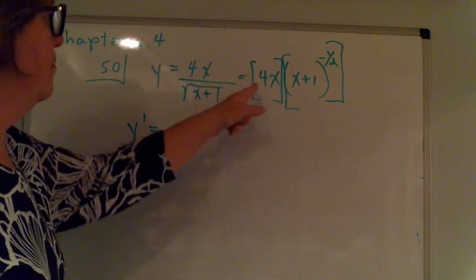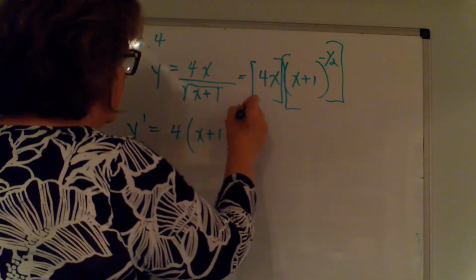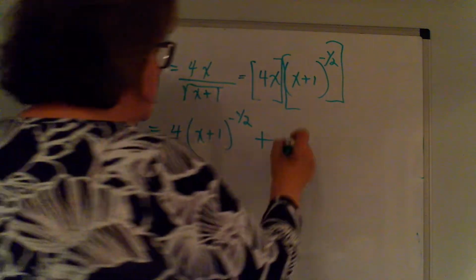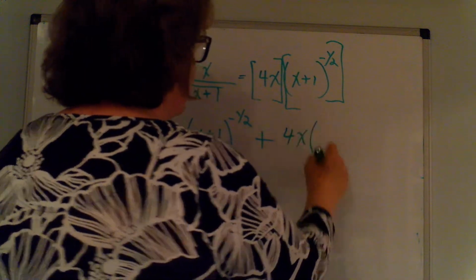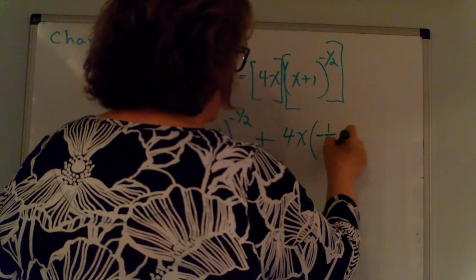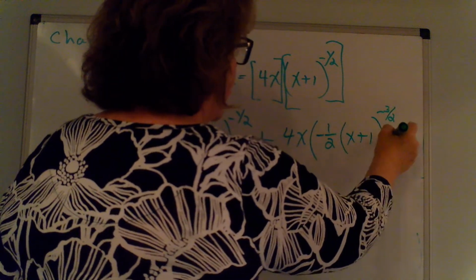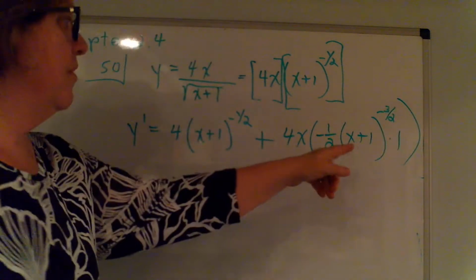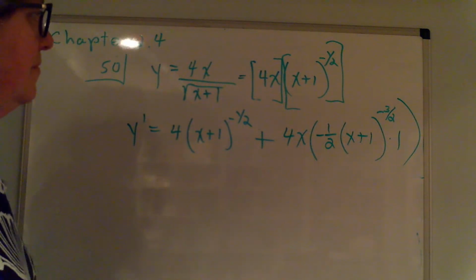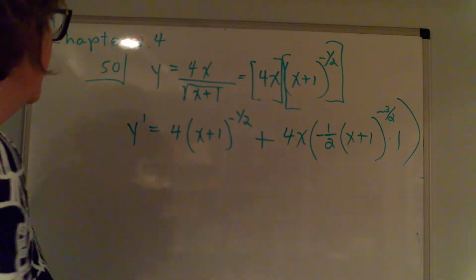Okay, so the derivative of 4x is 4. That was easy. Then I leave the 4x alone, and I have to take the derivative of this, which is going to be negative 1/2 x plus 1 to the negative 3/2 times 1. Where does that 1 come from? It's the derivative of the inside function. I had to use the chain rule. Okay, so we could clean this up a little bit.